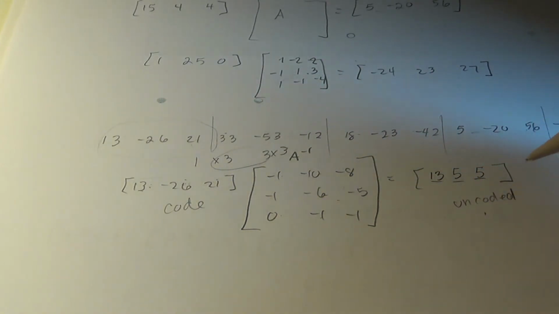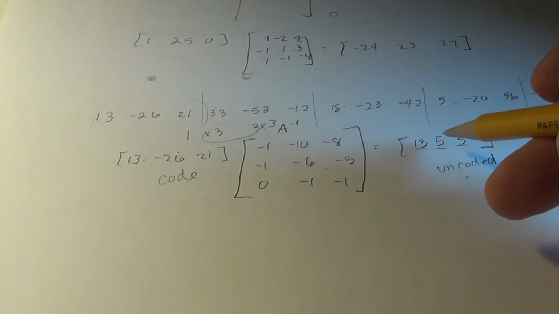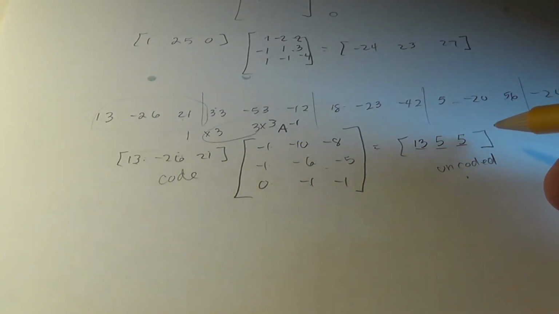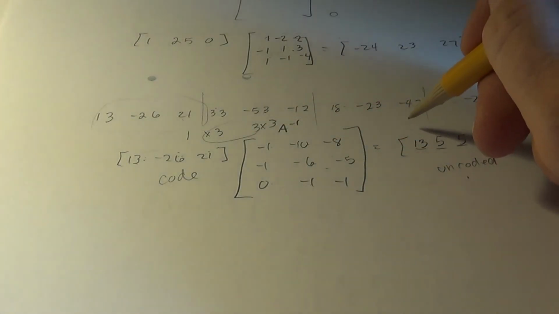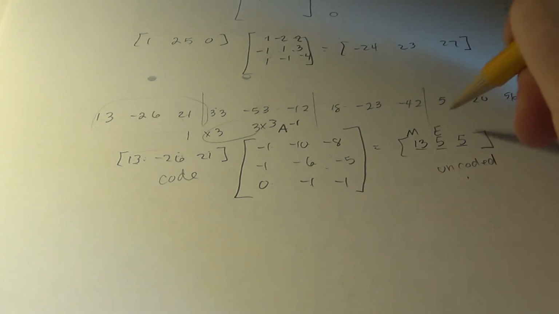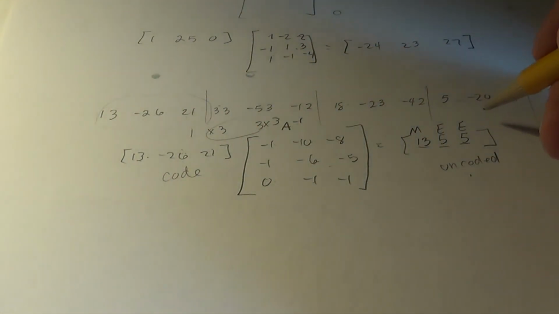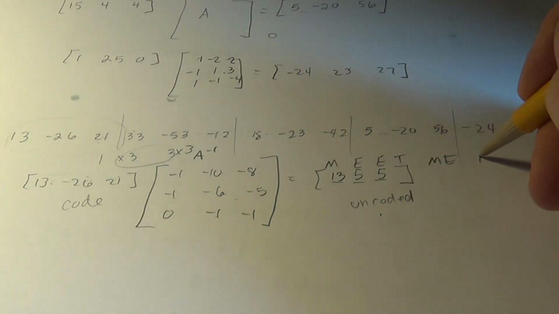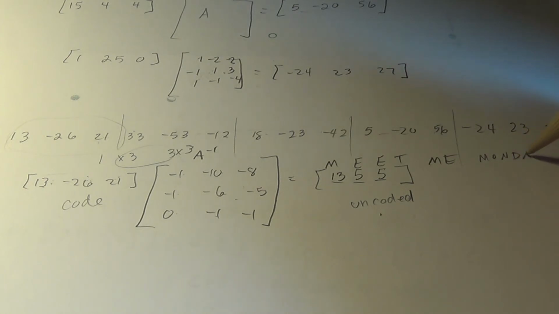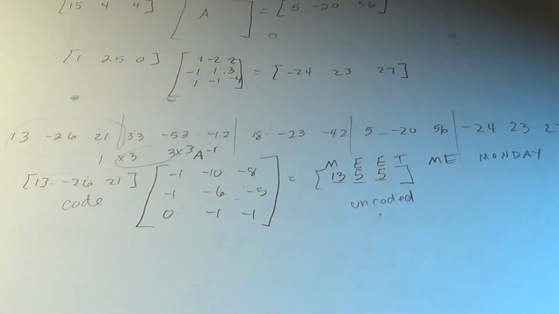So now, when I do that, I'm going to get 13, 5, 5, and I'm going to get 20, 0, 13, 5, 0, 13, 15, 14, 4, 1, 25, 0, which you will see when you look at the alphabet. This is M, E, E, and if you continue in this process, you will get Meet Me Monday. Very important message that we have to encode.